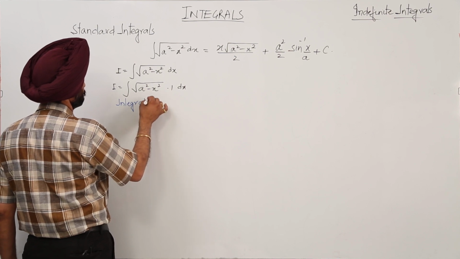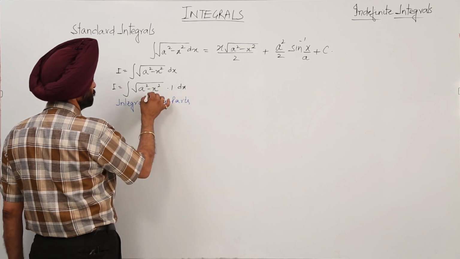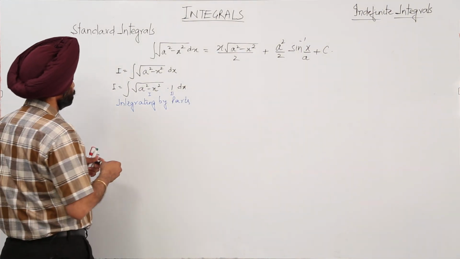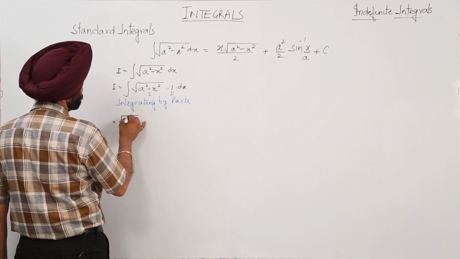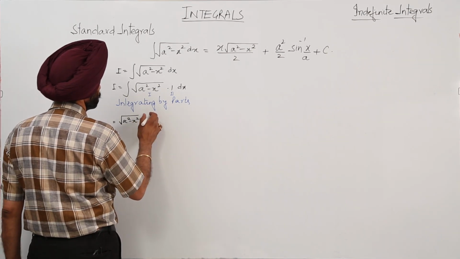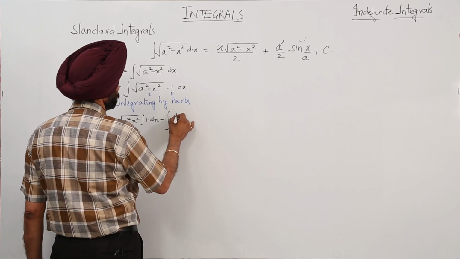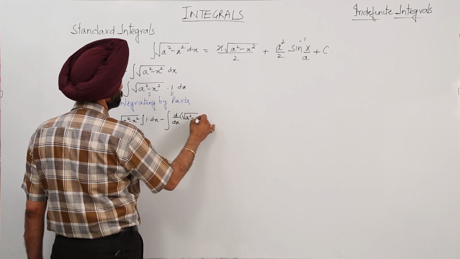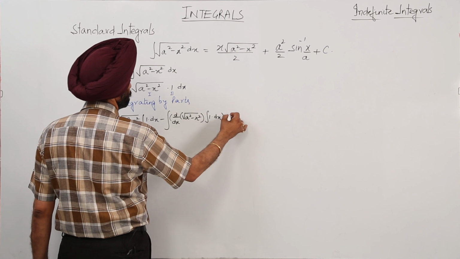Integrating by parts, taking this as first function and this as second function. What is the result? Square root of a square minus x square as it is, integration of 1 with dx, minus integration of d by dx of square root of a square minus x square, integration of 1 dx, and dx.